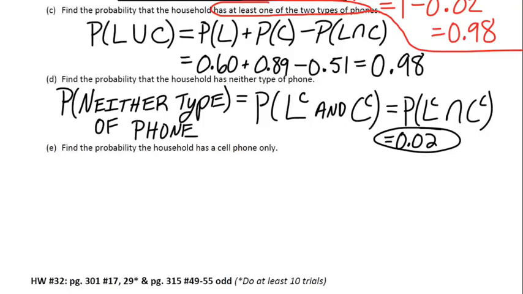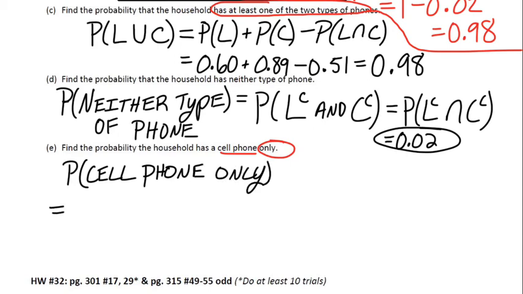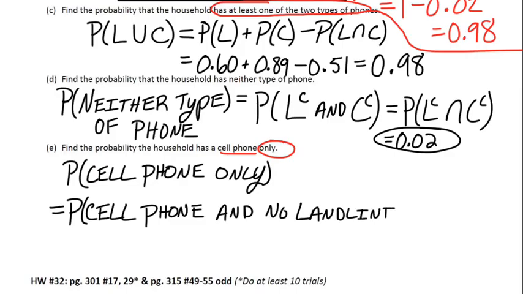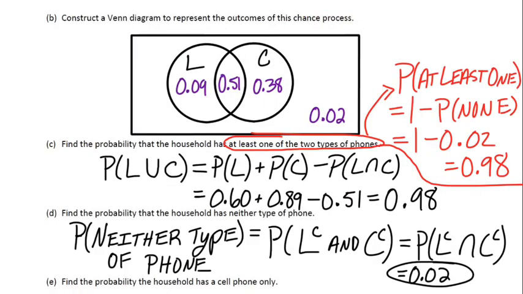All right, and then the last part, find the probability that the household has a cell phone only. A cell phone only, so not a landline, just a cell phone. So that would be the probability you have a cell phone and not a landline. And that's actually really easy to visualize on the Venn diagram here. So the people that have a cell phone and not a landline, that would be, you're in this circle, but you're only in this little crescent moon piece. You're not in the intersection. You just have a cell phone, not a landline. So that would have to be that 0.38 number.